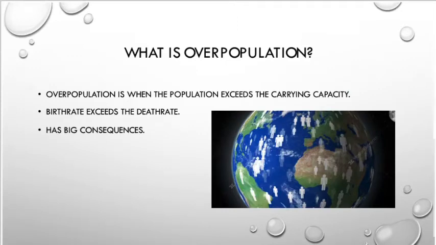So what is overpopulation more in depth? Well, as I just said, overpopulation is when the population exceeds the carrying capacity. This will happen when the birth rate exceeds the death rate. You have more people in the same area with the same amount of resources. Then each person will have fewer resources, and eventually there won't be enough to support everyone to survive. And when you're overpopulated, obviously it can have big negative consequences.